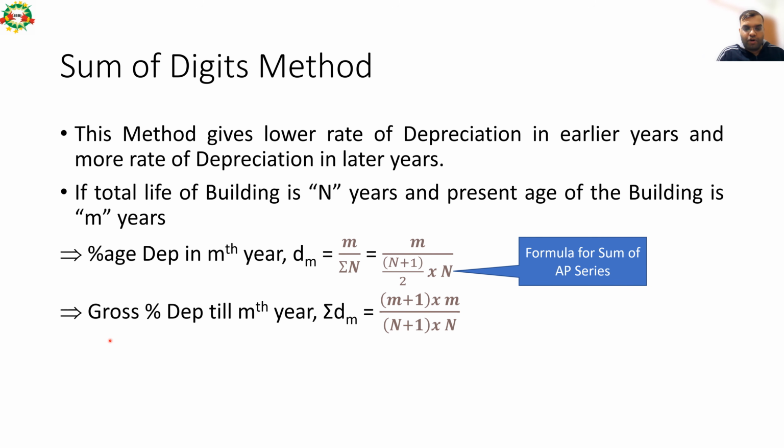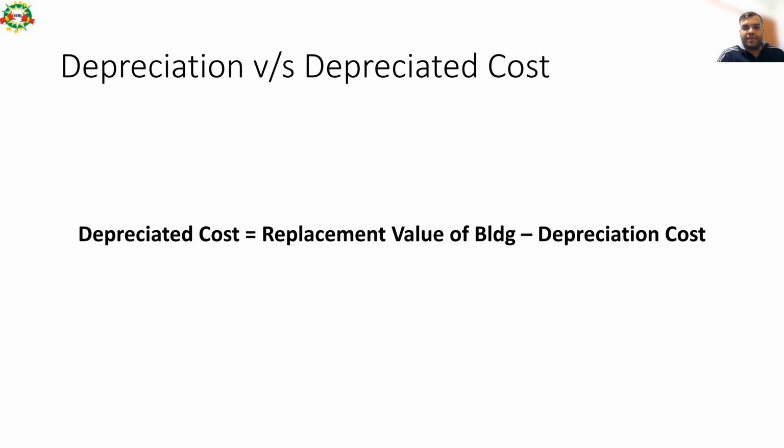And if we want the cumulative of it, then it is equal to summation of M divided by summation of N. If we open the denominator and numerator, it is equal to M plus 1 multiplied by M divided by N plus 1 divided by N. So it is again the sum total of an AP series.